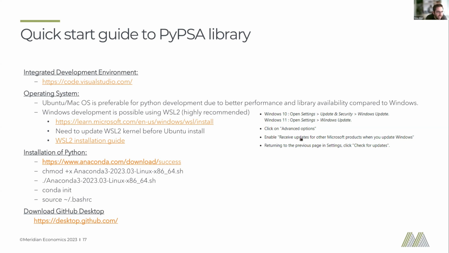So here are the 2 links that you can follow. In terms of installation of Python itself, now you've got your raw version of Ubuntu, whether it's natively under Ubuntu or running on WSL2, and now you need to install Python. There are various package managers that you can use.